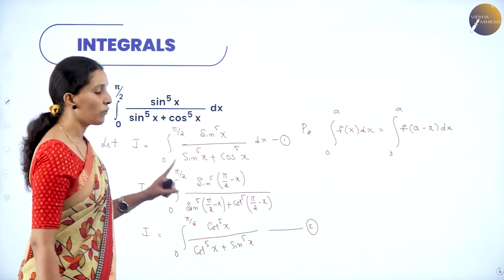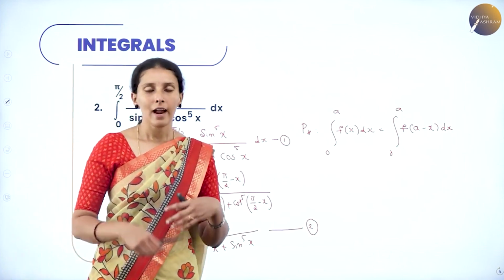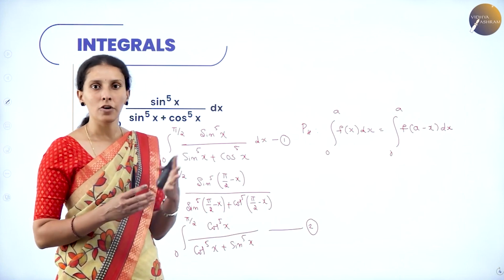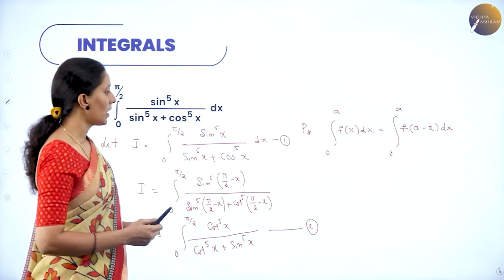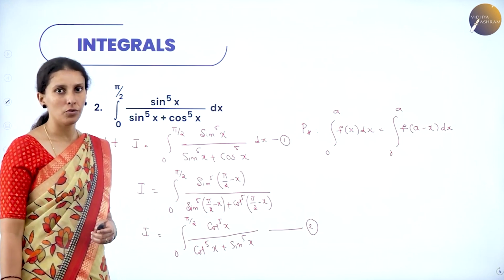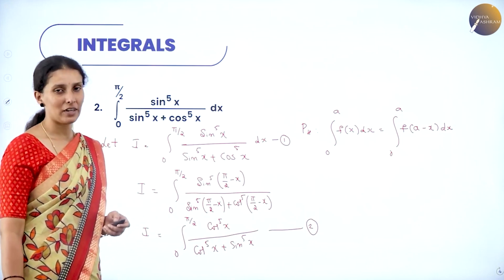This type of question carries 2 marks, and again the property may get 4 marks. So therefore it will be in the form of 4 plus 2 marks. Hence this is the solution, how you are going to do it using the property of the definite integral.